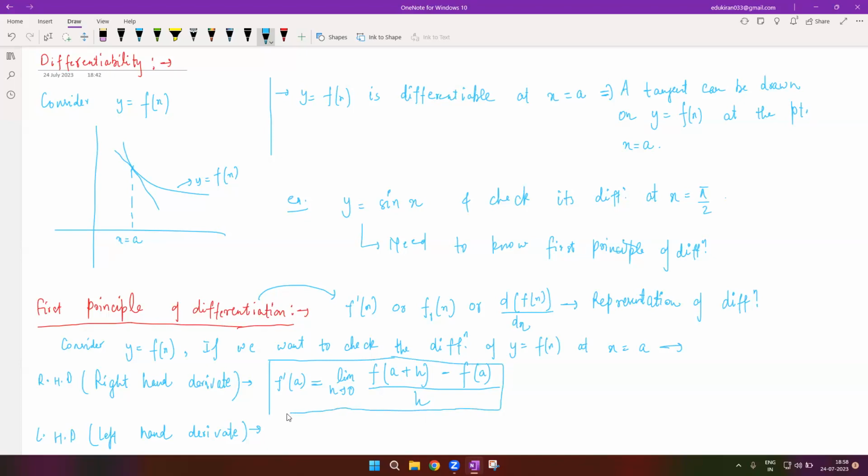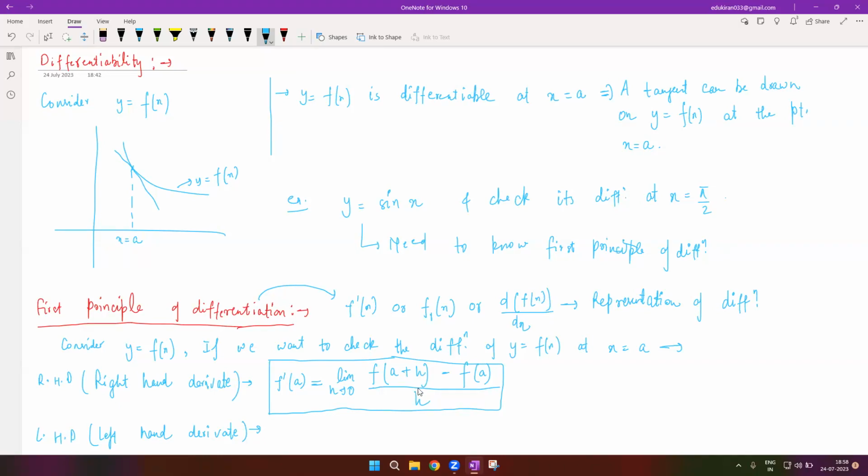And you can also understand we have used the right hand. That is why we are taking a plus h, right hand, right? We have talked about right hand limit and left hand limit. The right hand limit we know is positive and the left hand limit is negative. Similarly, we are using those things here.